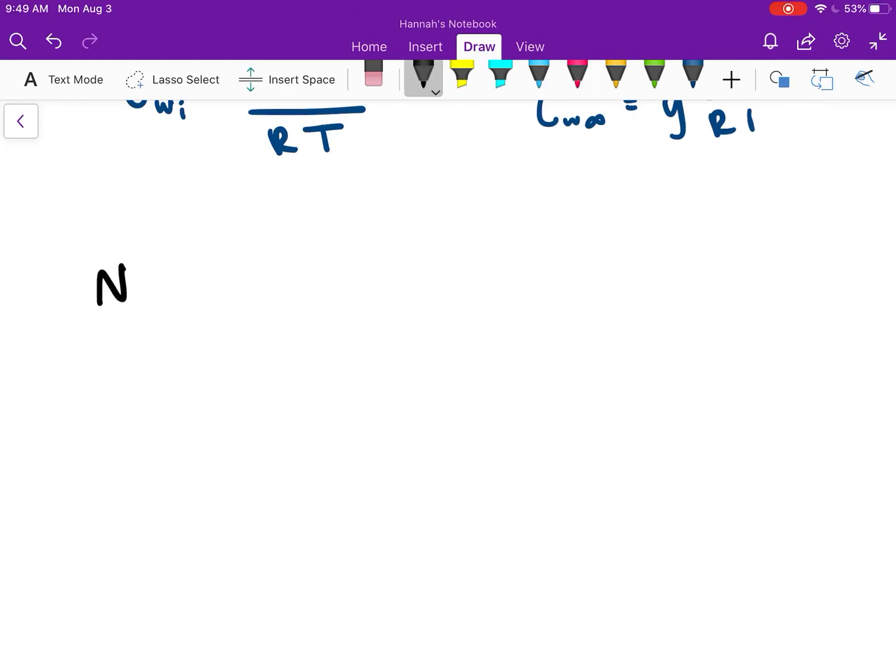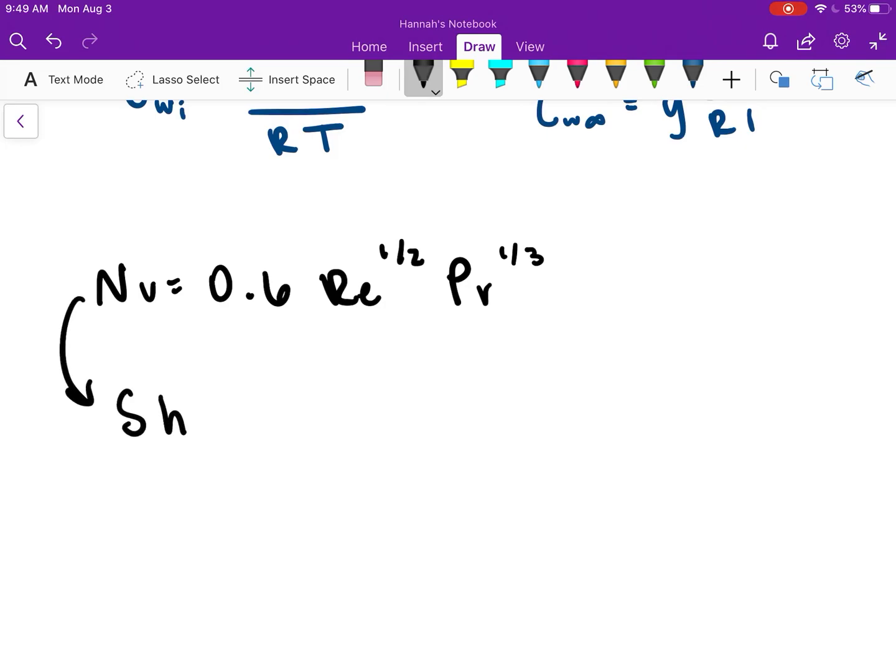the equation that we were given with the Nusselt number can be changed from a heat transfer standpoint, which is in the Nusselt number, Reynolds number, Prandtl number setup, to a mass transfer setup, because Nusselt to Sherwood number is that heat transfer to mass transfer analogy. So this can just be rewritten as Sherwood number is equal to 0.6 Reynolds number to the 1/2 times the Schmidt number to the 1/3.